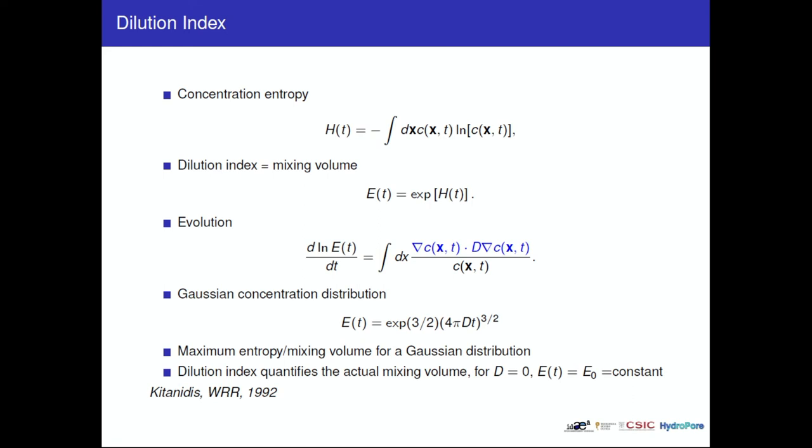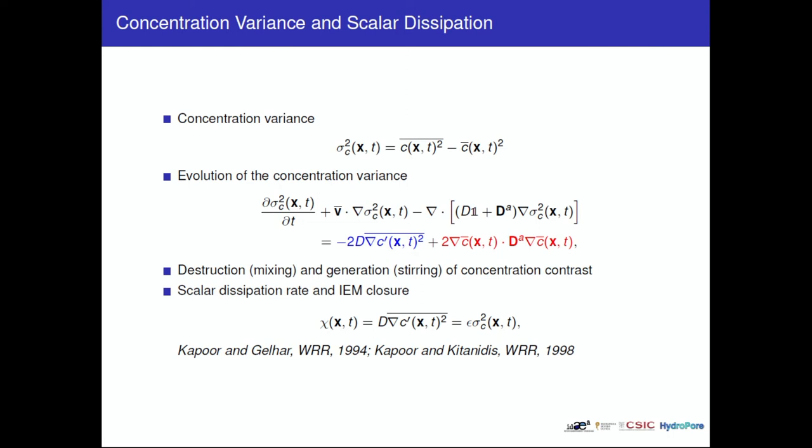Another diagnostic that you can use, if you are interested in how mixed a system is, is the concentration variance. If you have a very well mixed system, your concentration variance is low. If it's uniform, concentration variance is zero, because you have just a single concentration value. And you can look again at the evolution of concentration variance, and then you already see there are two dominant effects. There is one that destroys concentration variance, which is diffusion, because diffusion wants to make everything equal.